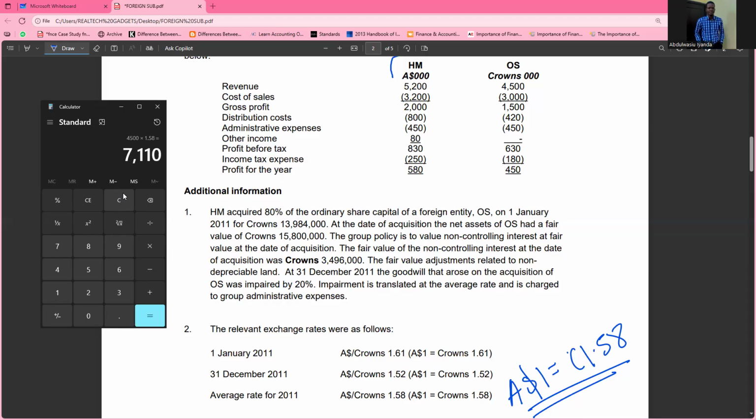So since I'm expecting that by the time I convert this 4.5 back to the parent, it will be lower, I need to change it to division. So it's now going to be 4,500 divided by 1.58. So you can see I'm having 2,848 now. So that is the right thing.